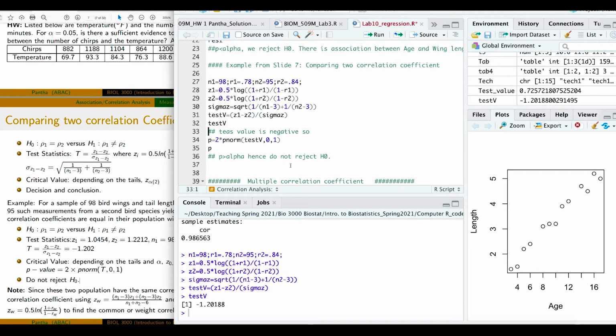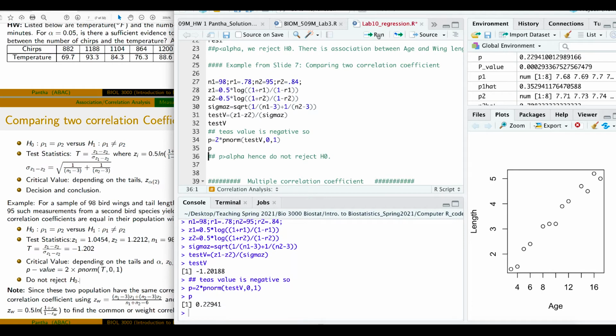Now I want to find out the p-value. Because the test value is negative, the p-value will be 2 times the area left of the test value. That's what I got. So the p-value is 0.22941, which is greater than alpha. Hence, do not reject the null hypothesis, meaning that those two correlation coefficients are equal in the populations, or the association between those two pairs of populations are equal.